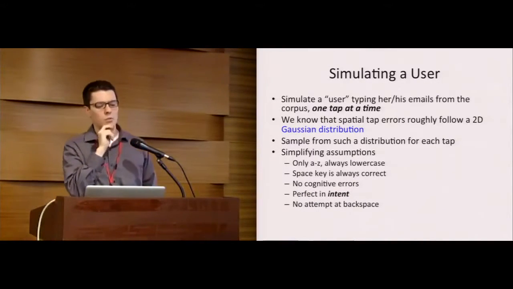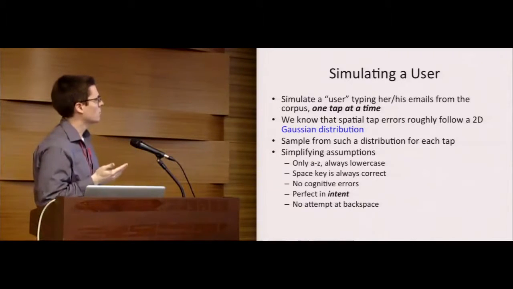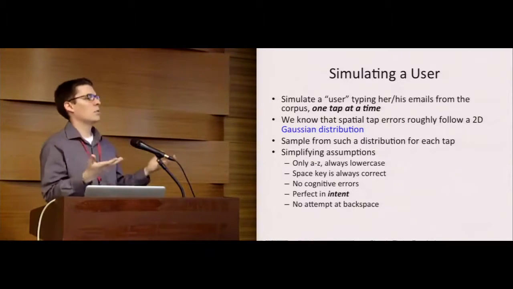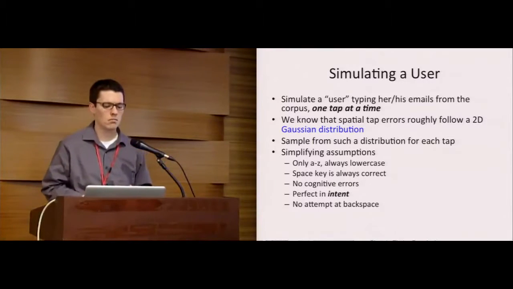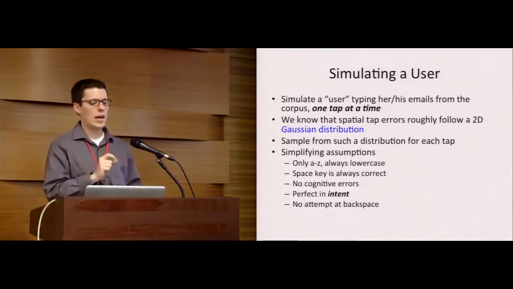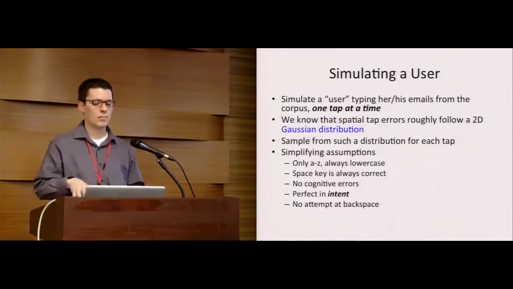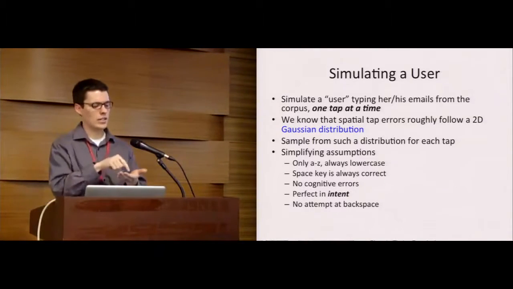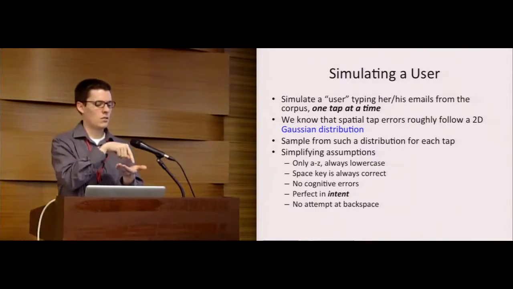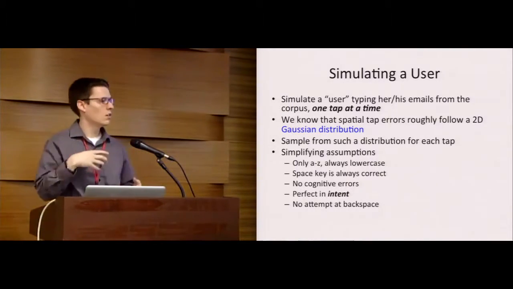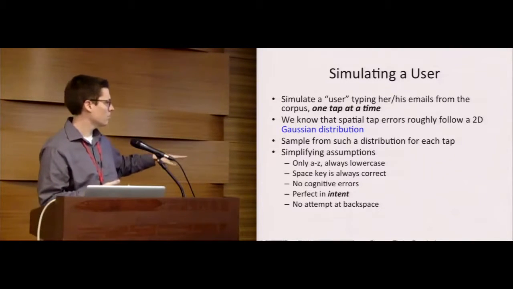So what did we do? How did we simulate a user? Well, we say, what if this person was going to type all of their emails? We're going to say one tap at a time how they would do that. So we know from other work that errors in taps, that is, how the tap location varies in two-dimensional space, roughly follows a Gaussian distribution.